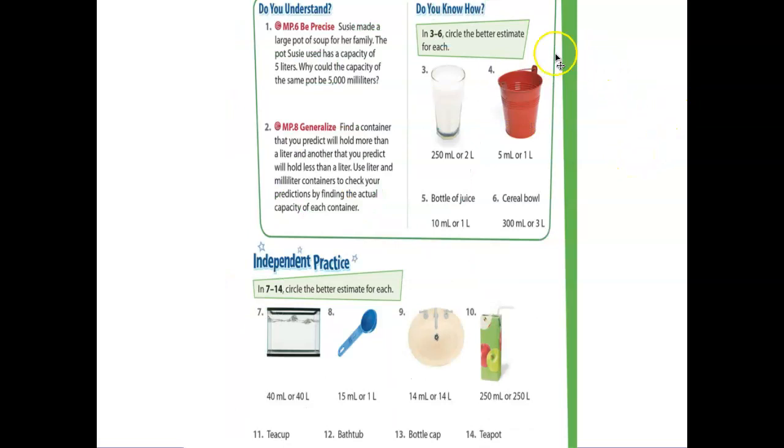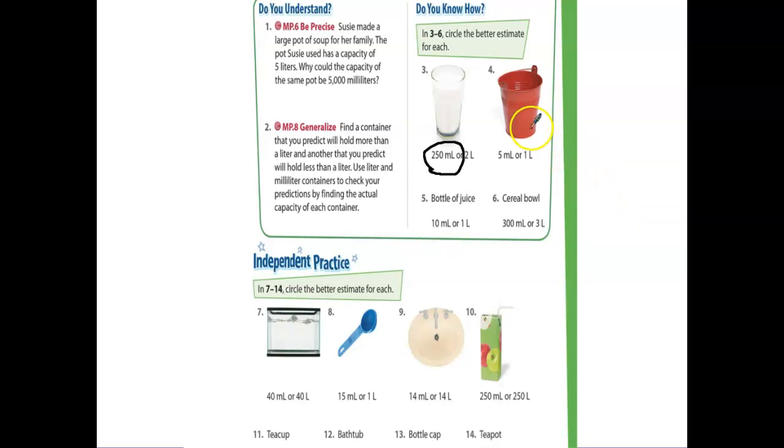And then if we look right here at number 3, these are questions, they're just asking you, does it make more sense to measure this glass of milk in milliliters or liters? And if you think, 2 liters would be 2 of those water bottles, and that's a lot more than you could pour into a glass of milk. So we would measure this milk in milliliters, it's probably about 250 milliliters. We're just kind of making a guess, but we know it doesn't make sense to measure it in liters.